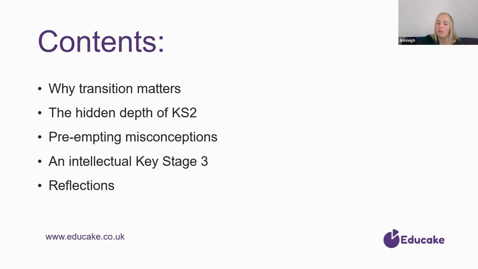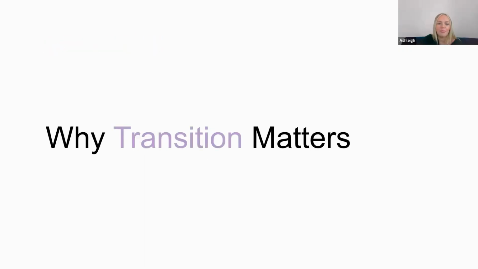In terms of contents, we'll start by having a look at the importance of transition, why we're really zooming in on transition. I'll then share what I like to call the hidden depth of Key Stage 2. And it's just some areas where, as a secondary science teacher, I was surprised by the depth that Key Stage 2 went into, and I'd like to share that with people as well. We'll then have a look at how we can preempt misconceptions that carry through to Year 7, before looking at what I like to call an intellectual Key Stage 3, how we can build on the misconceptions from primary and the depth of primary to inform our planning, before handing back over to Constance for some reflections in Q&A.